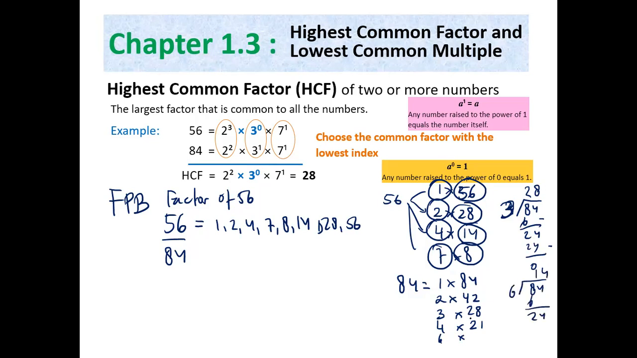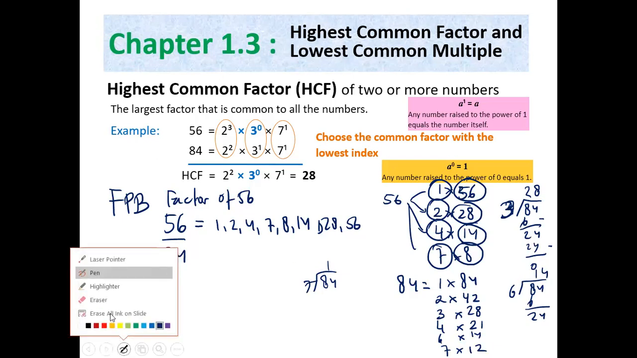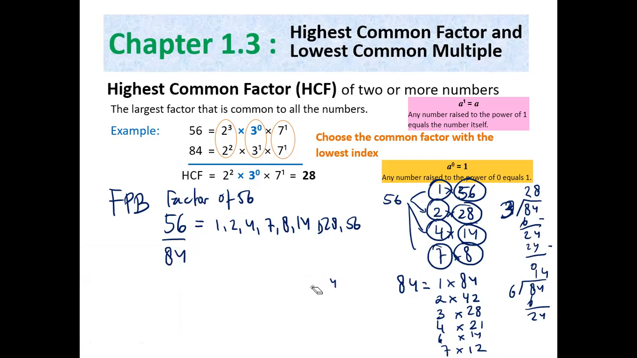But this is the basic 14. And 7 times 12. Let's see, 84 divided by 7 is 12. How about 8, 9, 10, 11, 12? Okay, no more. So what is the factor of 84? We can list down all the numbers that we just now found.